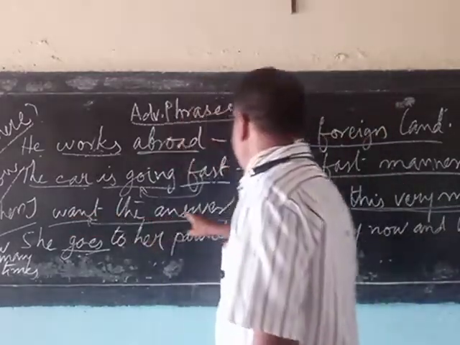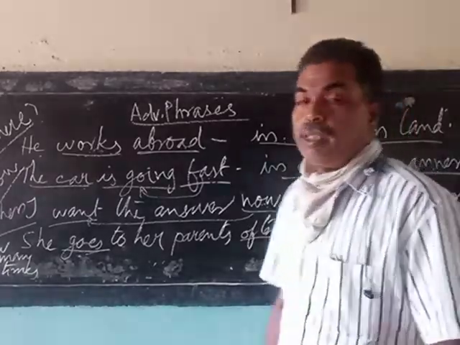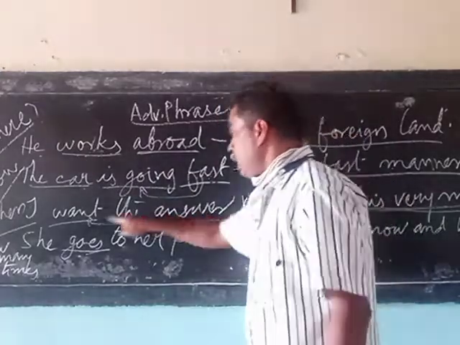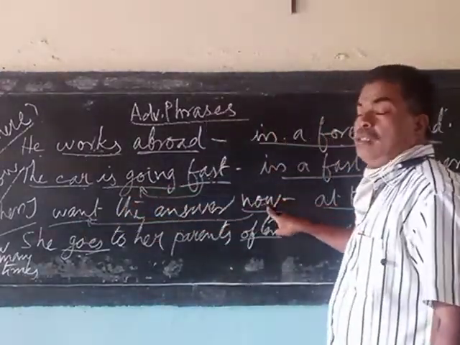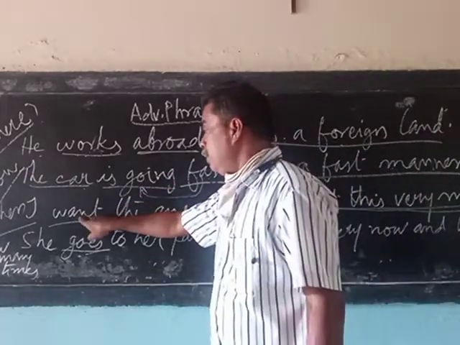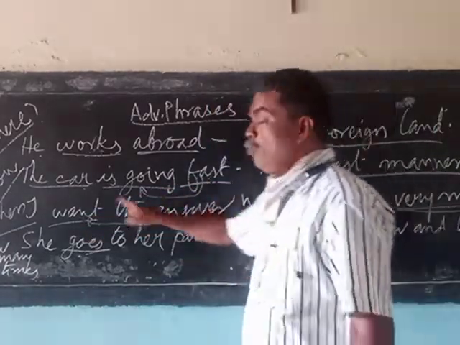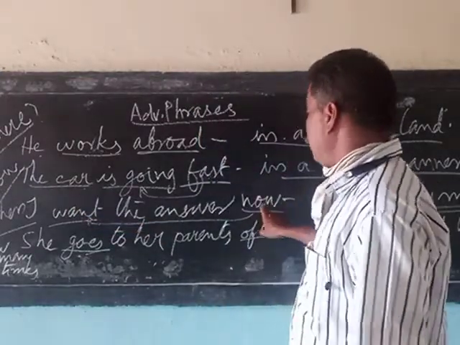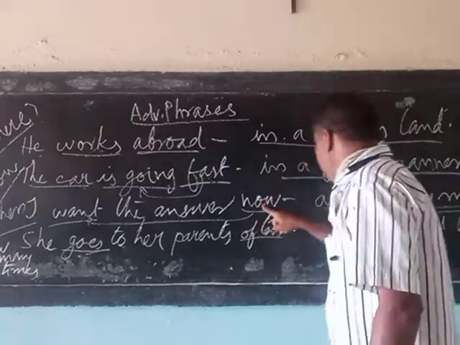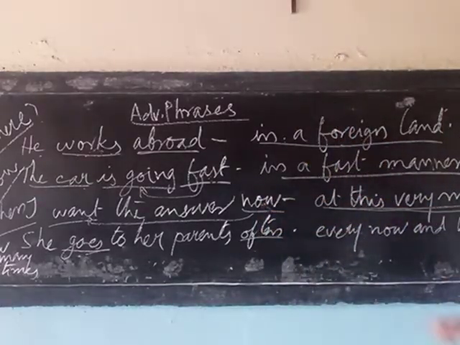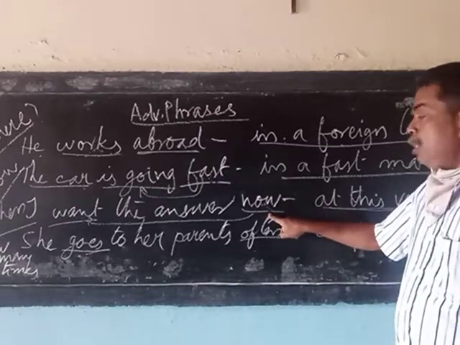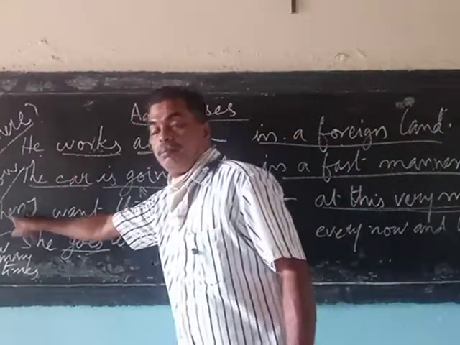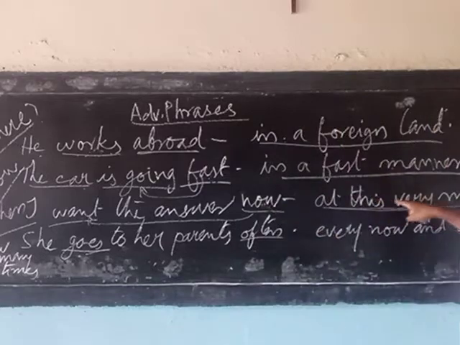Next one: I want the answer now. The teacher is telling a student, give me the answer now. Want is a verb, and now is an adverb that modifies this verb. When does he want it? We deal with time, so this is an adverb of time. Now can be expanded to at this very moment. This is the expanded form of now. So this is the adverb phrase of the adverb that deals with time: adverb of time, adverb phrase of time.